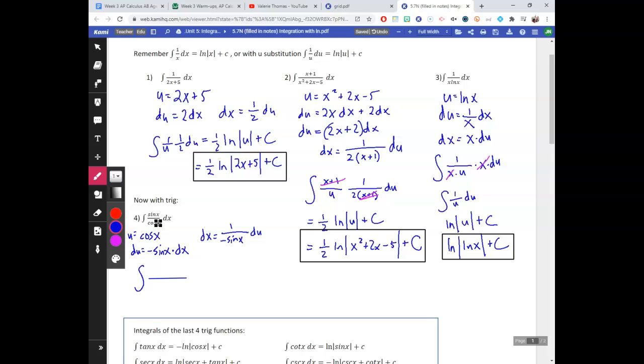Hold on, shift, that's a straight line. Sine of x over u times 1 over negative sine of x du. Yay, those divide out. We get a negative 1 over u. So we really just get negative natural log of the absolute value of u. And of course, we've got to plug it back in, so we get negative natural log of the absolute value of cosine of x.